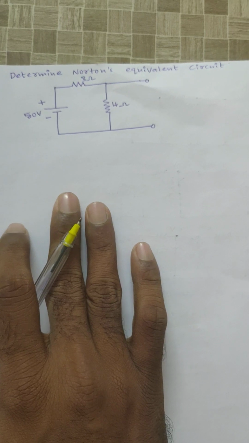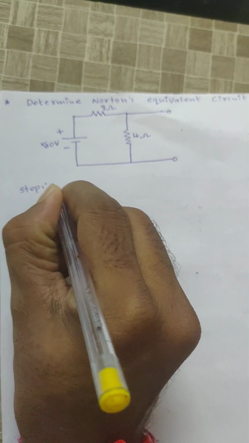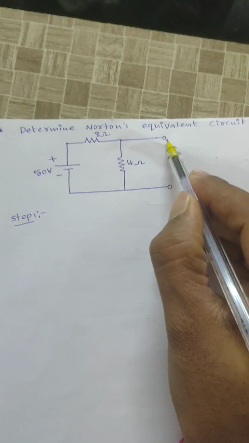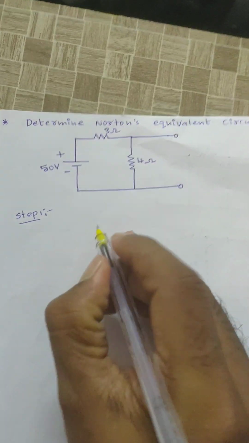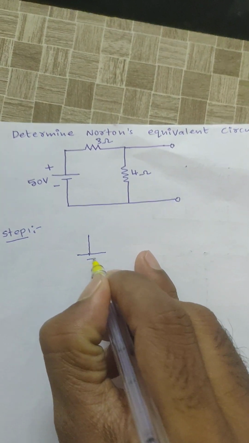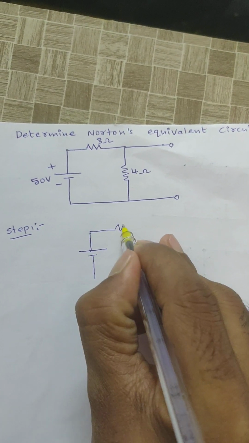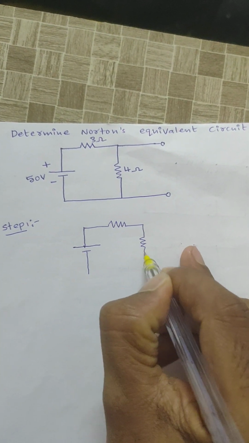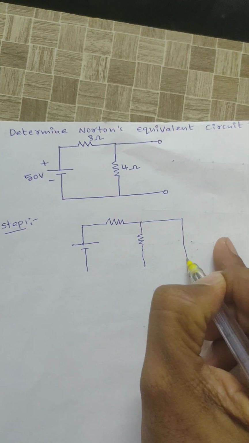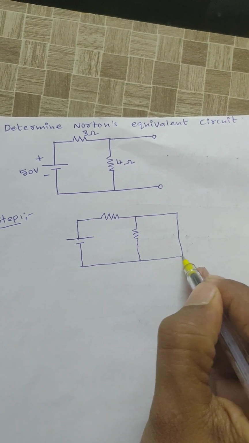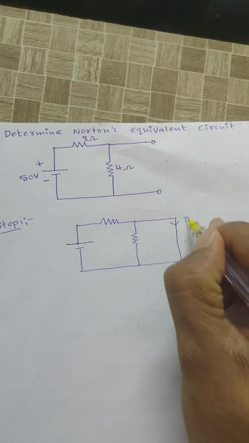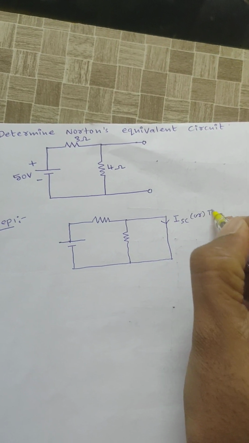Determine the Norton's equivalent circuit. That means we need to calculate Norton's current and Norton's resistance. That is sufficient for this problem. To calculate Norton's current, step 1, remove the load resistance RL. Already here the load resistance is removed, right? Hence we can short these two terminals. Short those two terminals and calculate the short circuited current, that is equal to Norton's current, right? Short circuit those two terminals. This is ISC or IN, right?